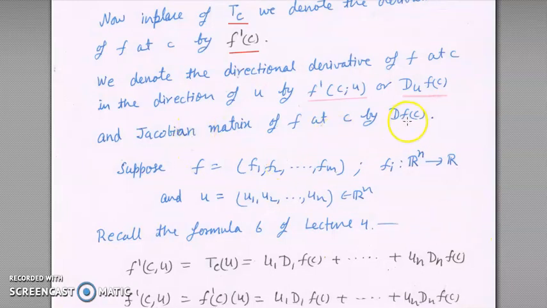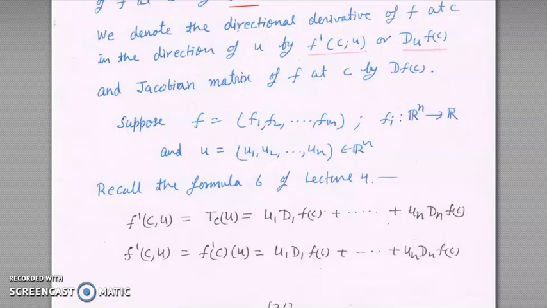And we denote the Jacobian matrix by Df(c). Now suppose f is a function from R^n to R^m, so f has m components. f can be written as (f1, f2, ..., fm), and each fi is a function from R^n to R. And suppose u is the direction, u = (u1, u2, ..., un), so u has components u1, u2, ..., un.